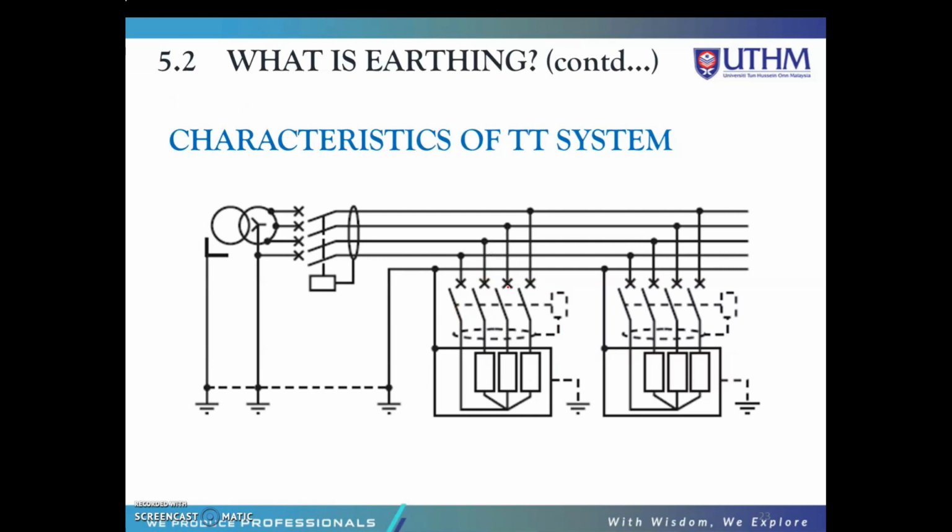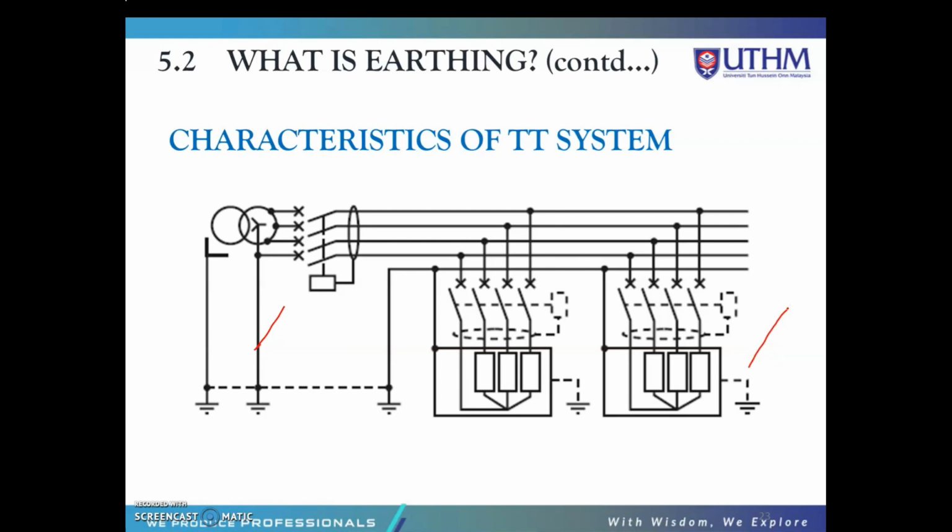Okay, we look more at the application of the TT system. TT means that the supply, the transformer part, has its neutral connected to the earth. And then this one is the load. The load is also connected to the earth.